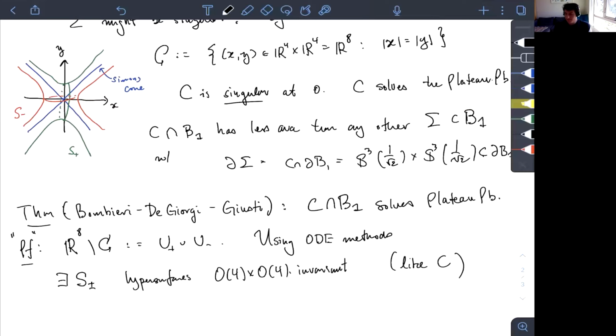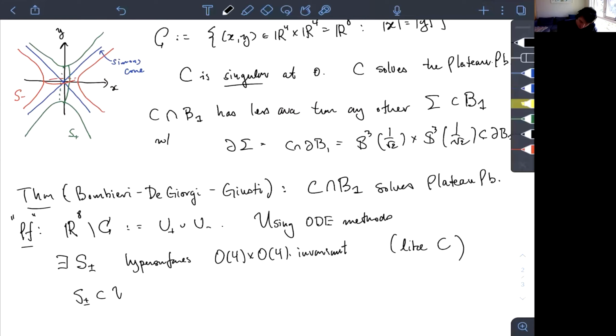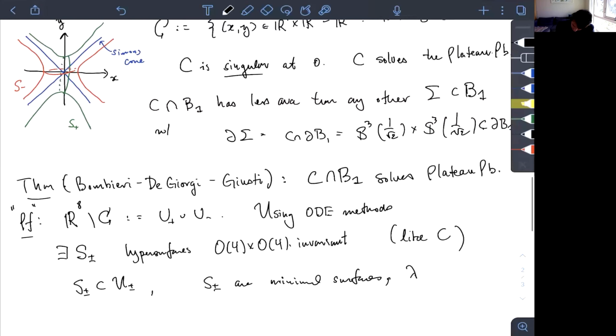So just like the cone, right? And so S plus or minus are in U plus or minus, and S plus or minus are minimal. Okay, we found these O4 cross O4 invariant hypersurfaces. They live in both sides. They're minimal surfaces, and lambda S plus or minus, for lambda bigger than 0, foliates U plus or minus.